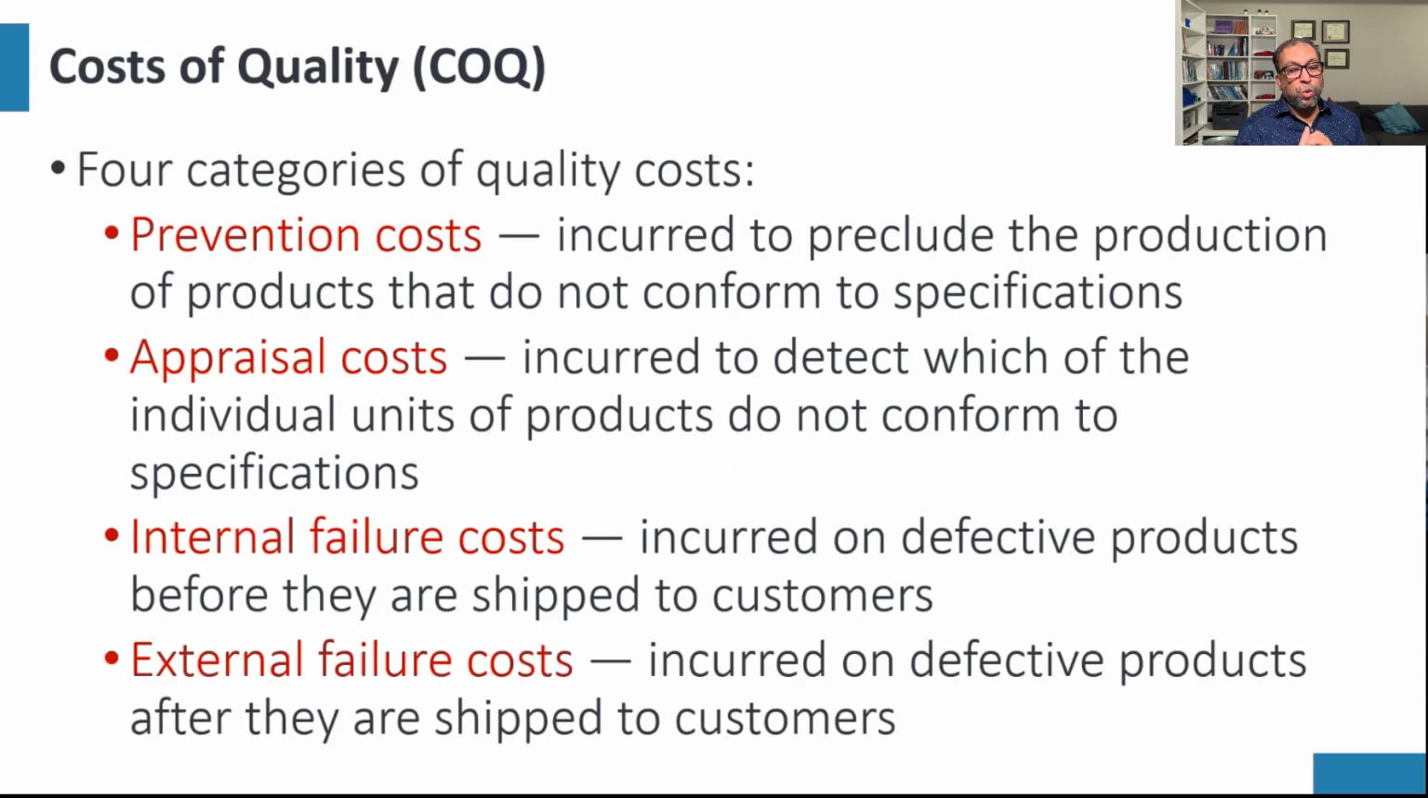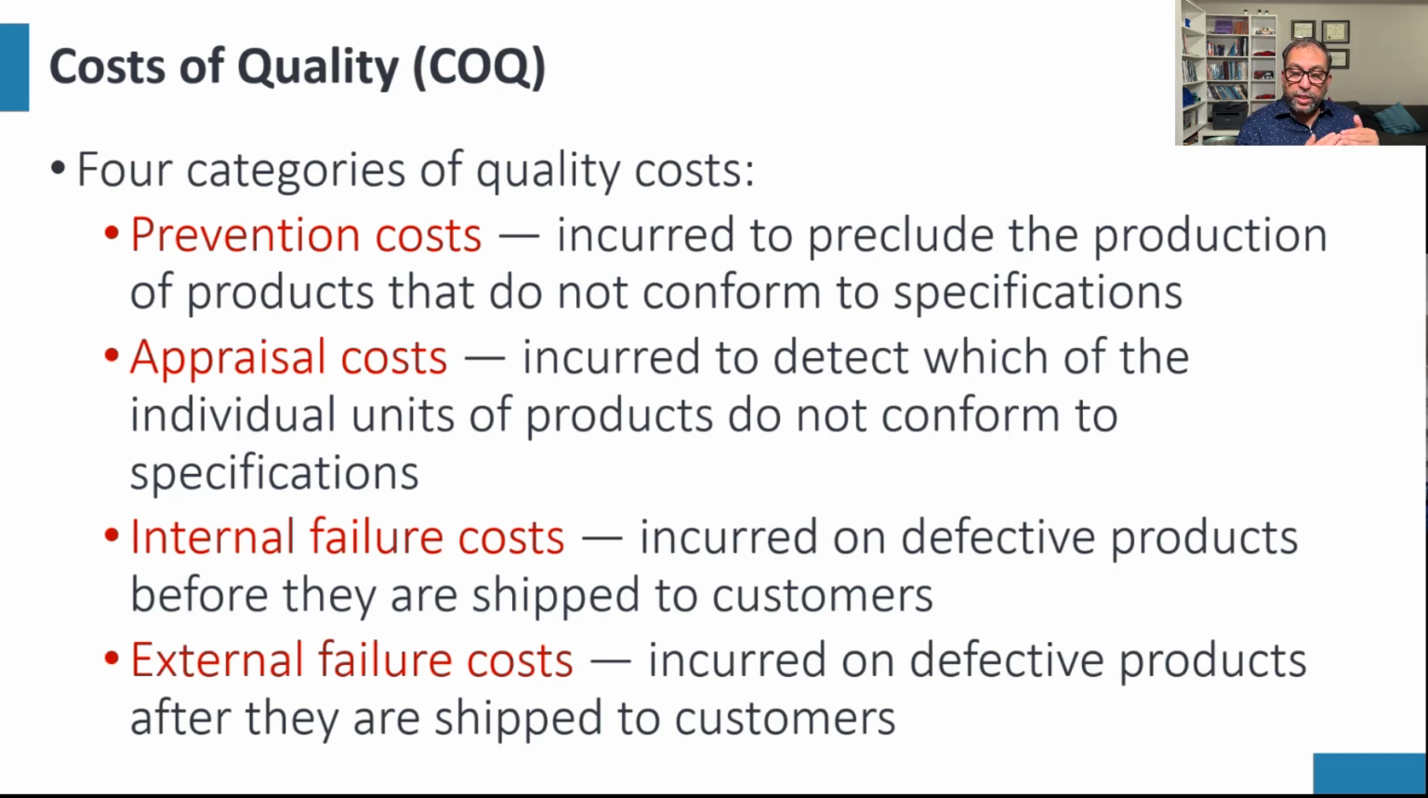How can we improve the quality or cost of quality? Four categories of quality cost. First of all, we try preventive cost, incurred to preclude the production of a product that does not conform to specification, so that there is a check and balance when an order is received. So we try to make sure that the order is according to the customer's demand.